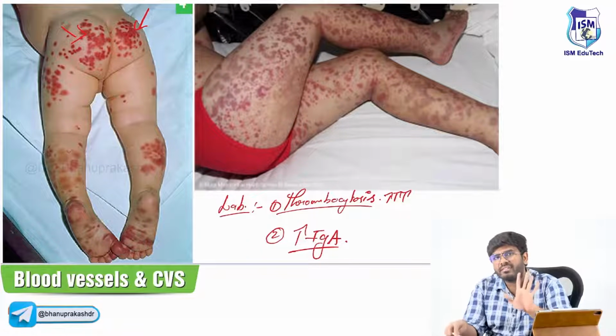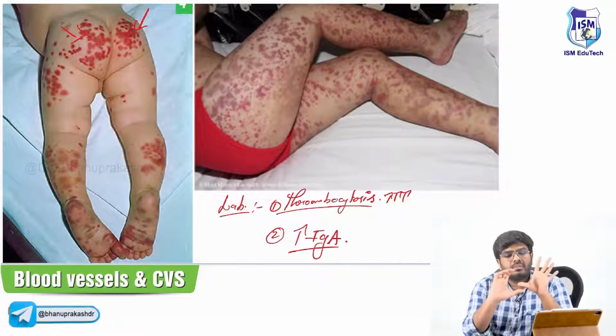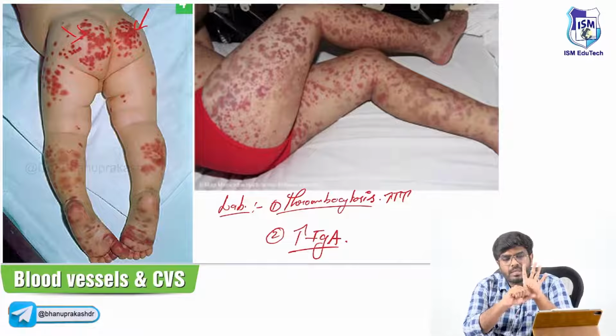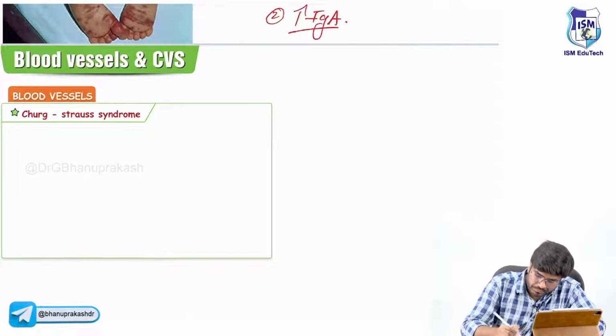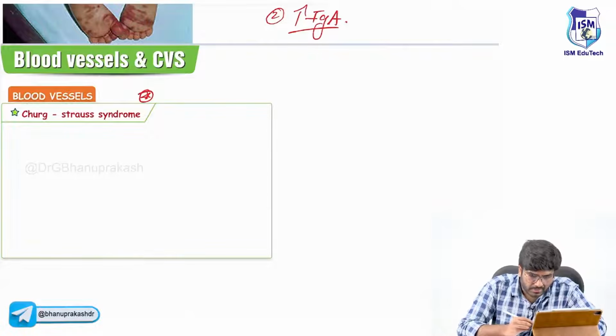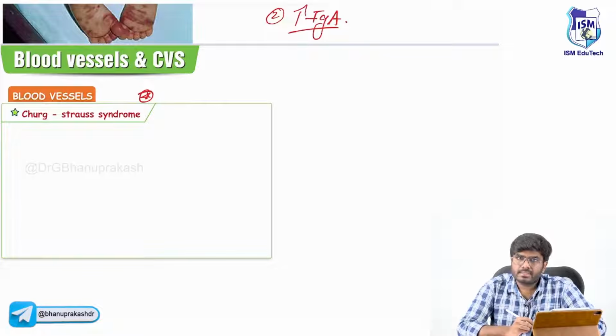What have we completed in small vessel vasculitis? In the topic of small vessel vasculitis, we have done Wegener's granulomatosis. We have completed microscopic polyangiitis, also called microscopic PAN. Now we have completed Henoch-Schönlein purpura. Next, we'll discuss Churg-Strauss syndrome. What are the important points which you should know regarding Churg-Strauss syndrome? Do you have any idea?